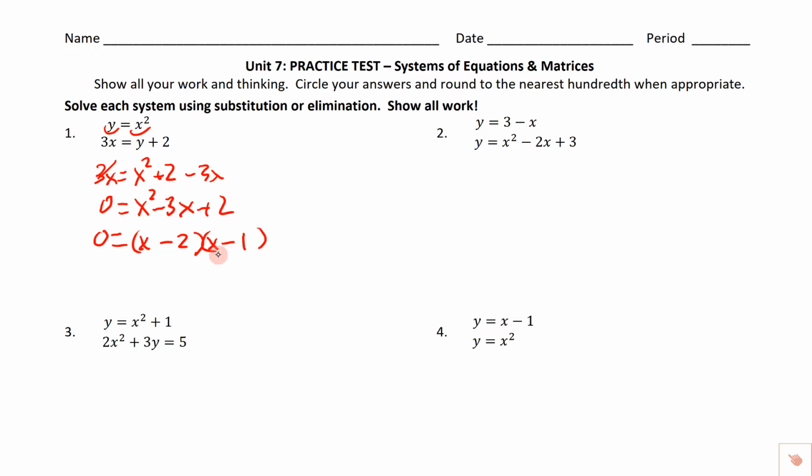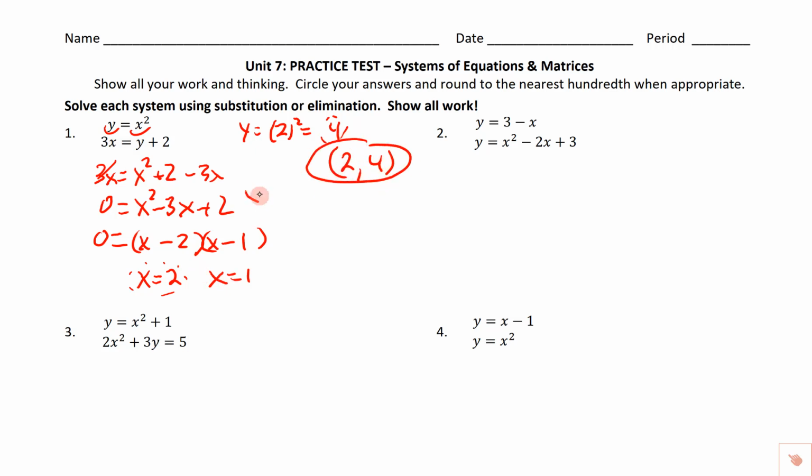And when we set each one of these factors equal to 0, the solution that comes from this one is x equals 2. And the solution that comes from this one is x equals 1. So those are the x values. Now we need to plug those back in and find the y values. So if I take x equals 2 and plug it back in here, I get y equals 2 squared, so I get a 4. So those two would go together, so this would be 2 comma 4. So there's one of them.